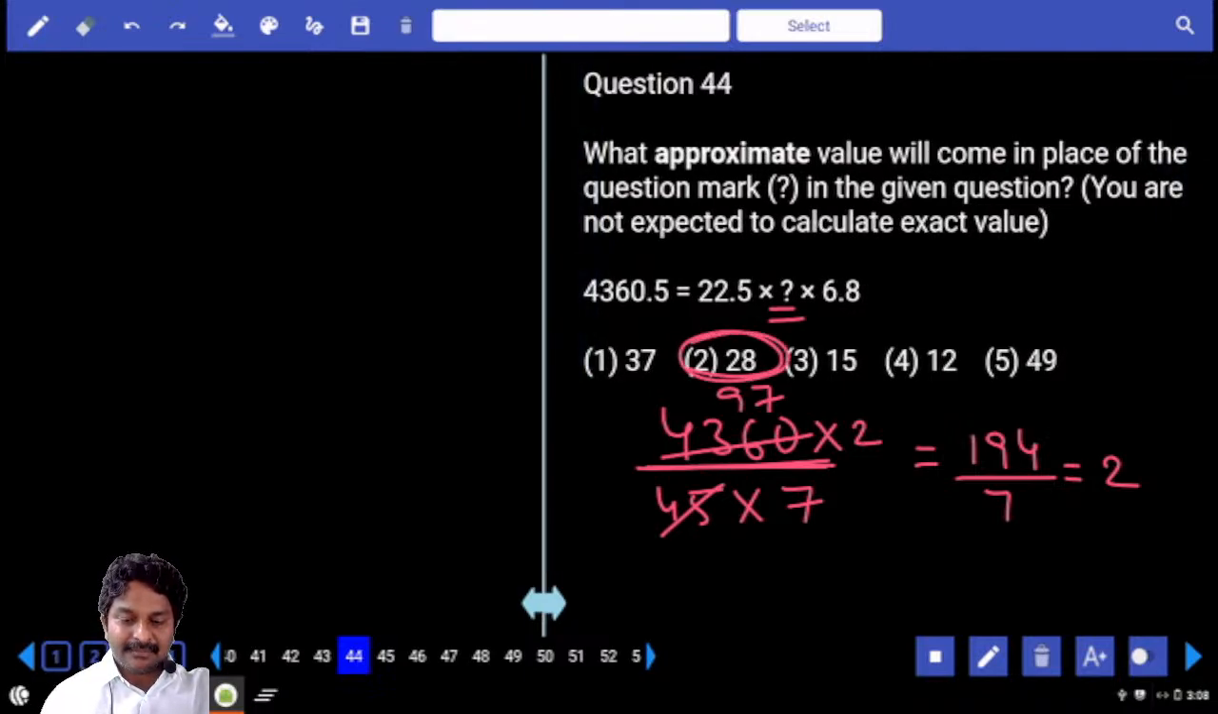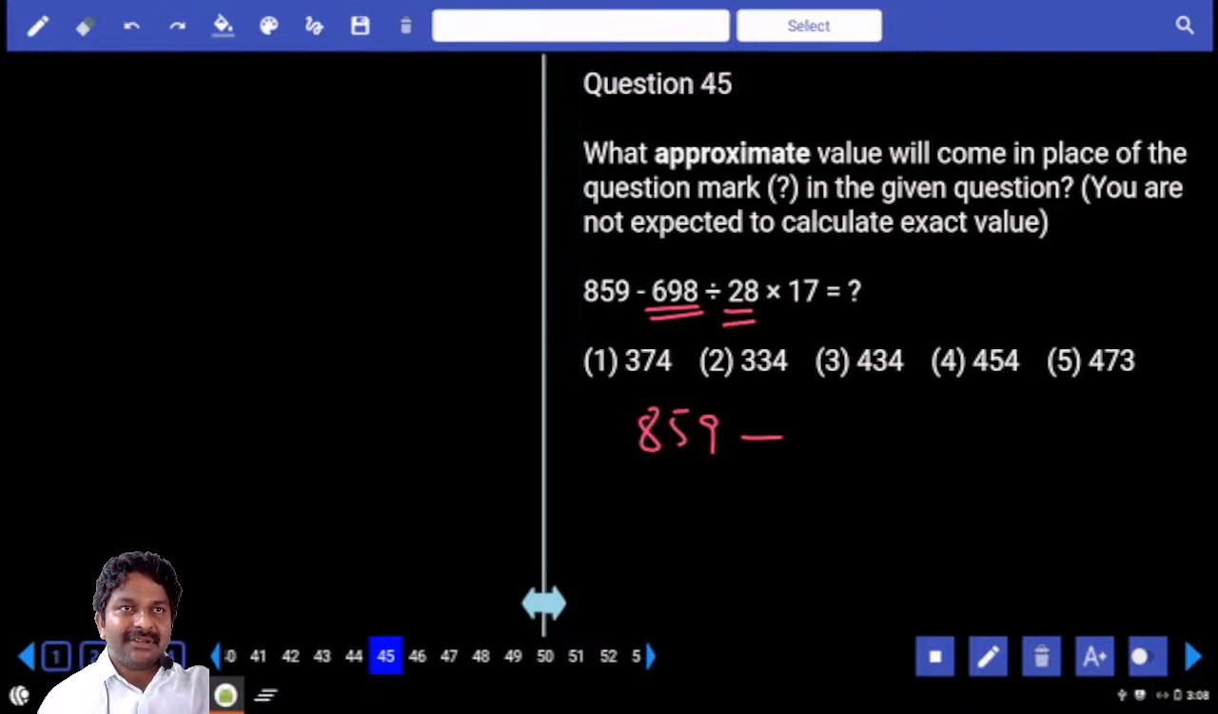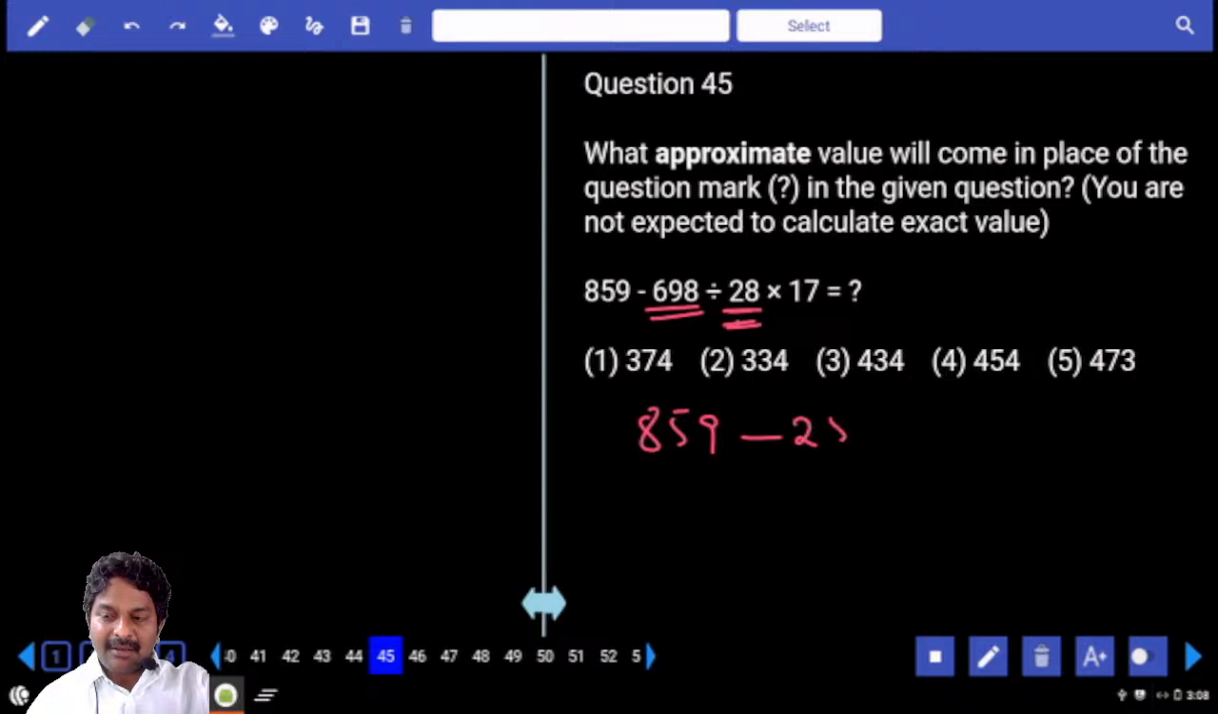28. Right. 859 minus approximately, can I write it as 700? Divided by 28. Cancellation with 28 only. 28 25 times. 100 times is 2800. Half is 1400. Again half is 700. Right? How many times?